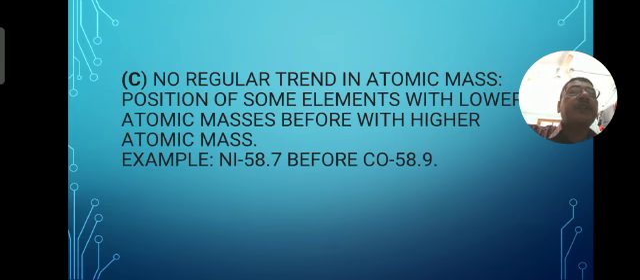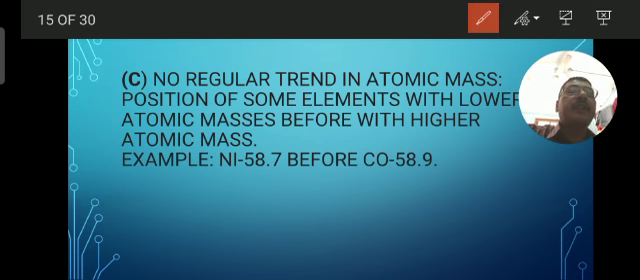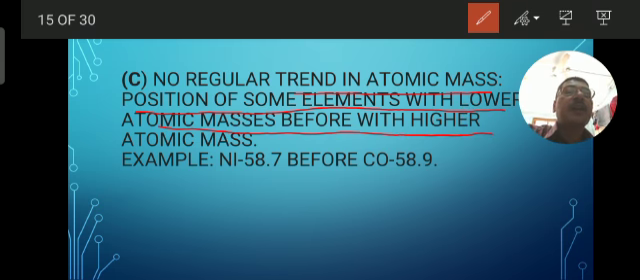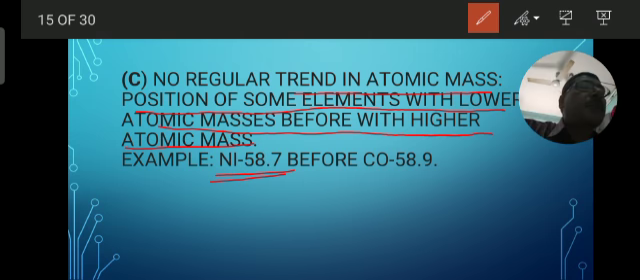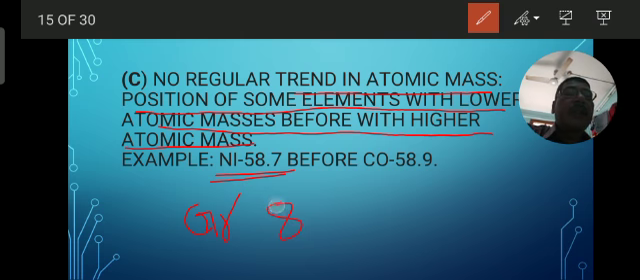No regular trends in atomic masses. The position of some elements with lower atomic masses comes before elements with higher atomic masses. Example, nickel. If you see Mendeleev's periodic table, it is given in group number 8, at the last. Here he has kept iron, cobalt as well as nickel.